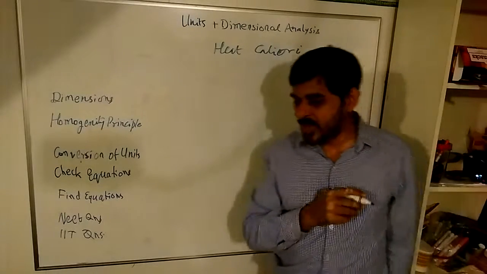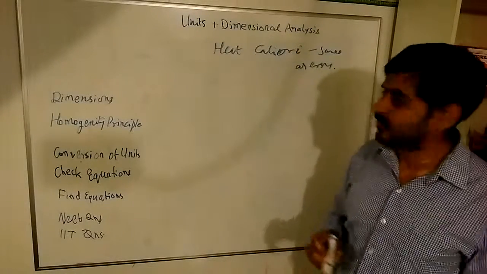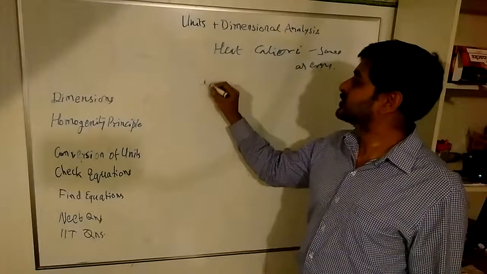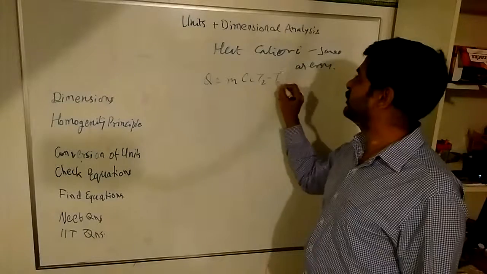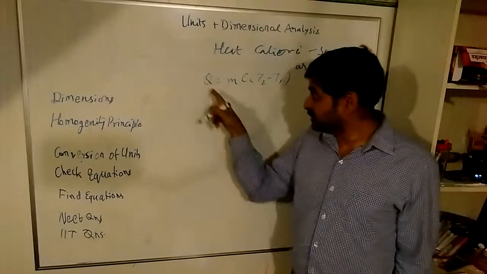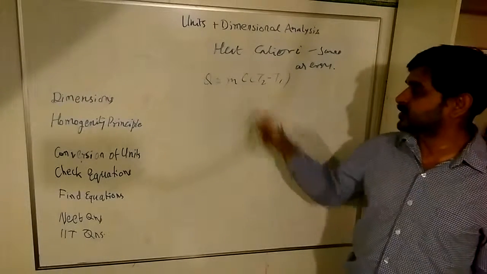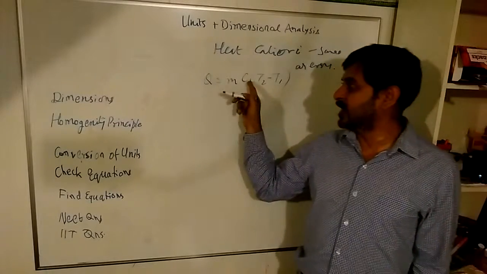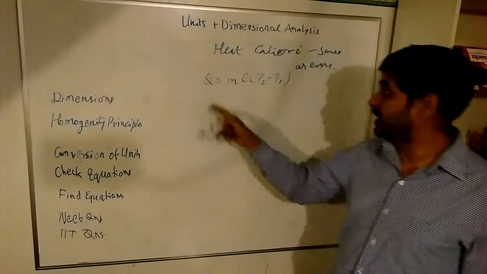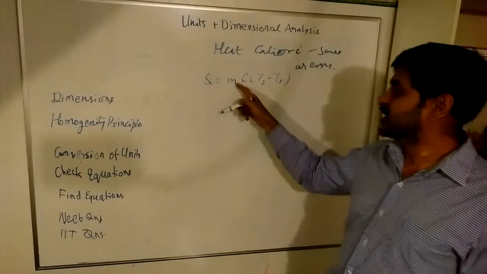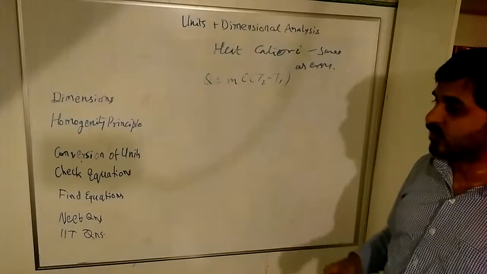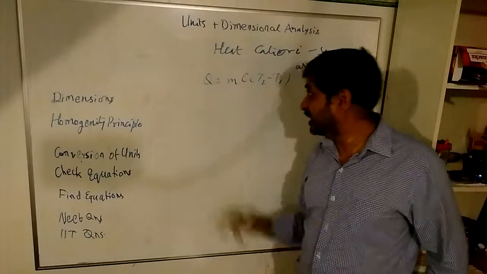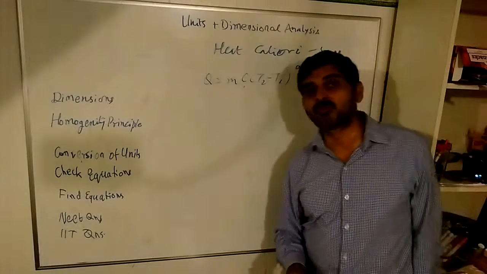Now, if I ask you the specific heat, which you have studied in class 10, then Q is equal to mc(T2 minus T1). Q is the energy and C is the specific heat. The specific heat is the amount of energy or calories required to increase the unit mass of a substance by a unit degree. For example, water has a high specific heat of 1, anything else has a lower specific heat. We are required to find the dimensional formula for C.